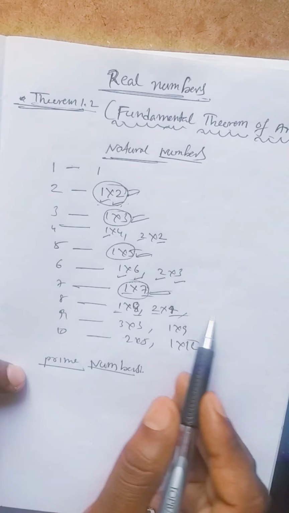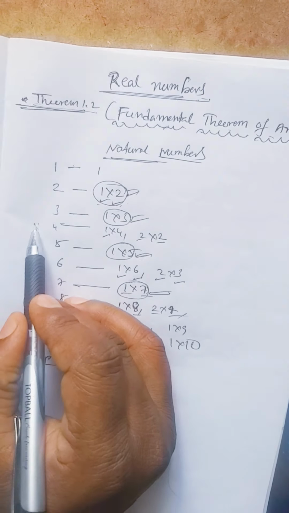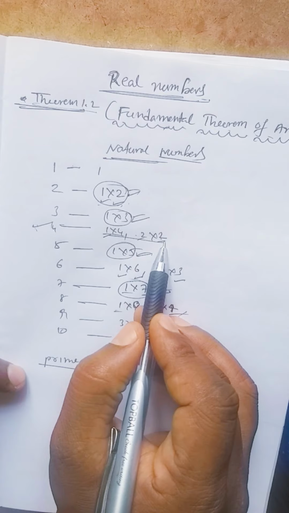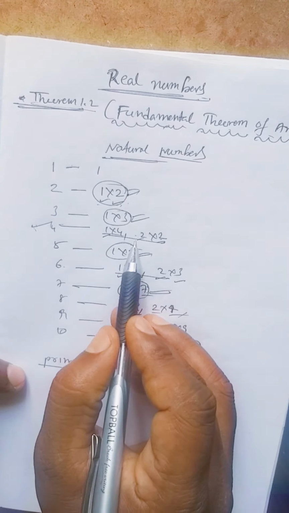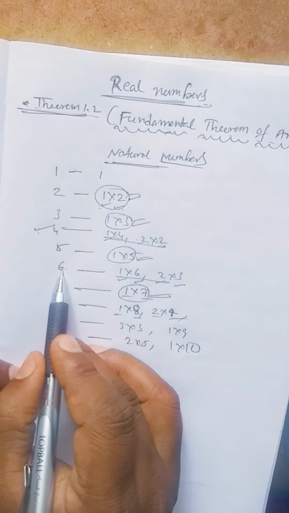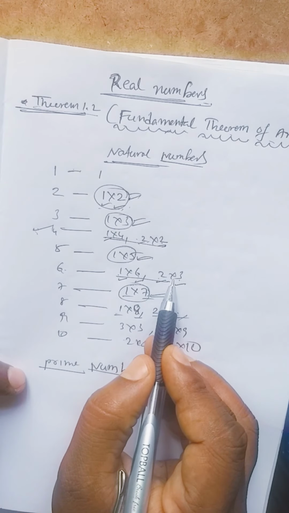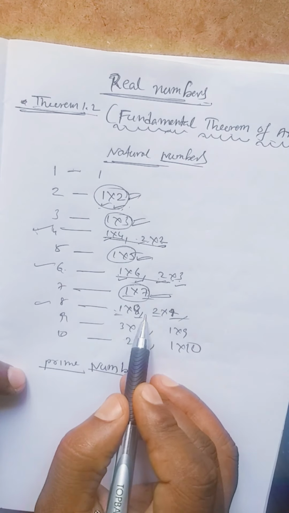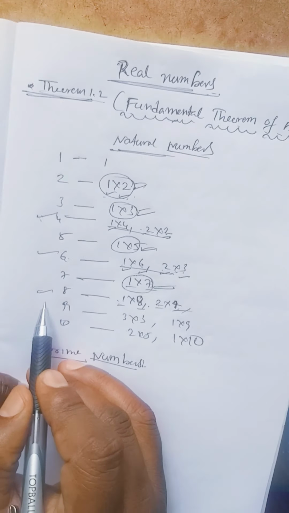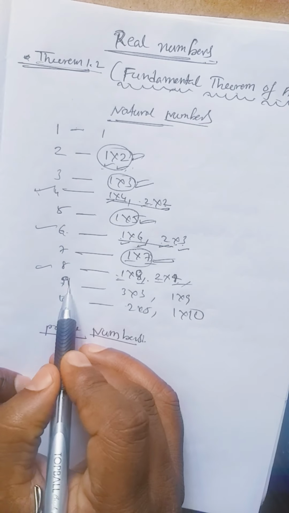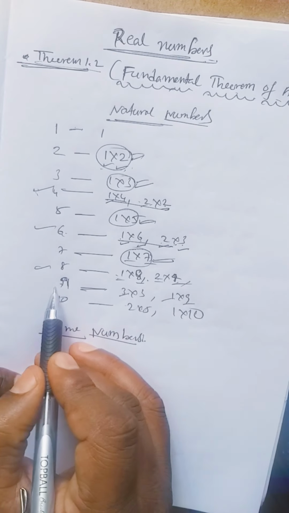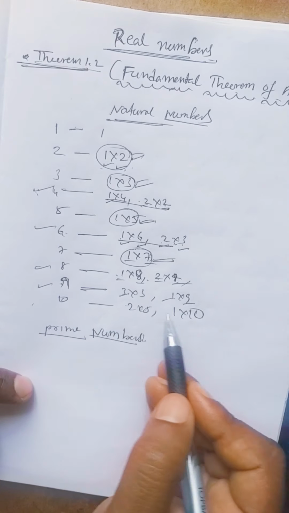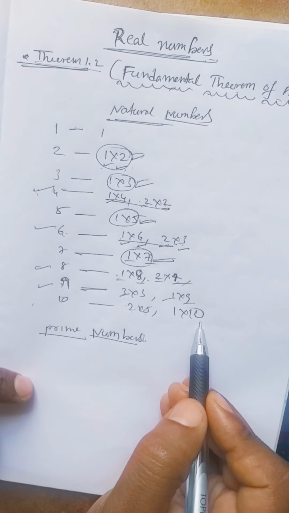See that some other numbers, like 4, have 3 factors: 1, 2, 4. 6 has factors 1, 6, 2, 3, so 4 factors. Now 8: 1, 8, 2, 4. So it has 4 factors. Like 9, how many factors are there? 3, 1, 9. It has 3 factors. So it also has more than 2 factors. 10 also has more than 2 factors.